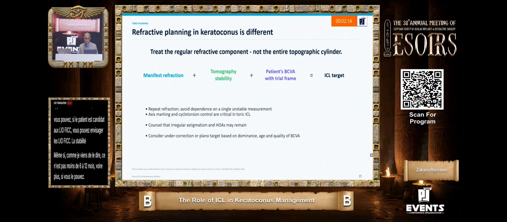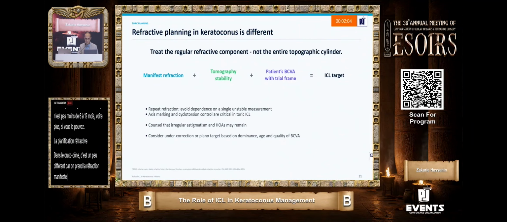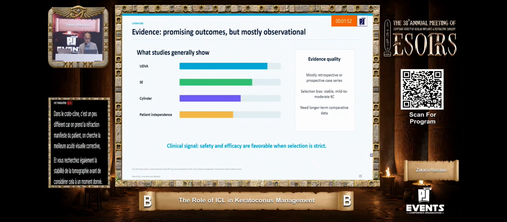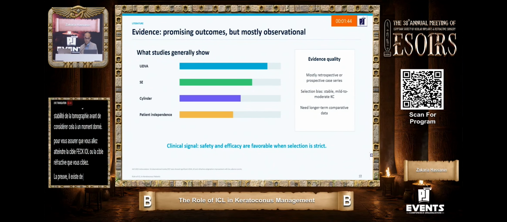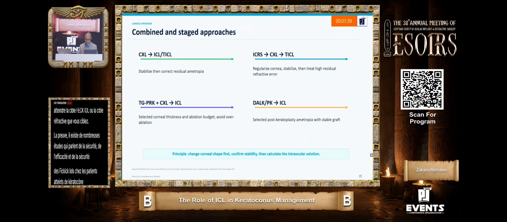The refractive planning in keratoconus is a bit different because you take the manifest refraction of the patient, you look for the best corrected visual acuity, and you look also for the tomography stability before considering this, and to make sure that you're going to reach the refractive target you are targeting. As for the evidence, there are many studies, and the safety and efficacy of phakic IOLs in keratoconus patients is very favorable when selection is strict.